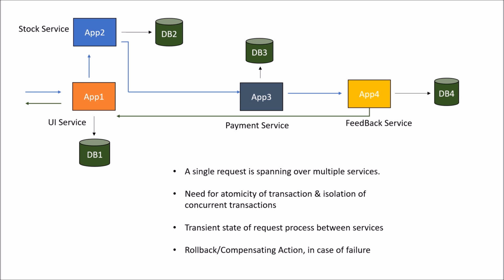So if you look at these points, they are all related to data inconsistency. In order to maintain data consistency, we use the Saga Design Pattern. Moving further, we will look at the basics of the Saga Design Pattern and what is called a Saga.